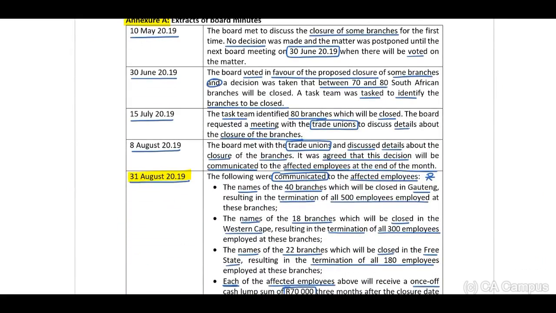Annexure A, extract. Okay, they indicate to us on 10 May, they started to discuss, but no decision was made. On 30 June, the board voted in favor of the closure, and a decision was taken that between 70 and 80 branches will be closed. On 15 July, the task team identified the 80 branches which will be closed. The board requested a meeting with the trade unions. Okay, they met on 8 August with the trade unions, and then the communication with the employees commenced on 31 August 2019, providing all of the details.